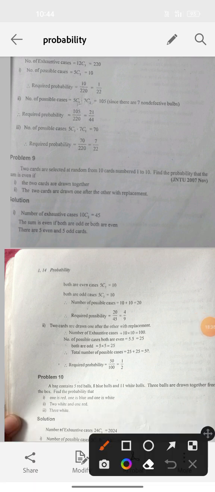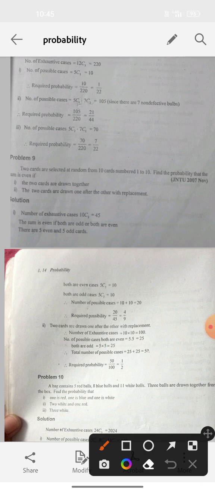2 cards are selected at random from 10 cards numbered 1 to 10. Find the probability that the sum is even if the 2 cards are drawn together and the 2 cards are drawn one after the other with replacement. Here you have to know the difference between with replacement and without replacement. With replacement means if you draw one card, you need to put the card into the pack of cards again. But without replacement means you shouldn't put the same card back into the pack of 52 cards. You should take it out. So that's the difference between with and without.